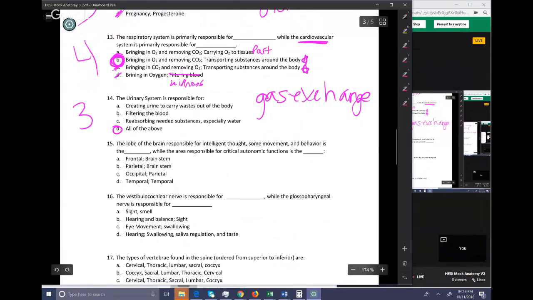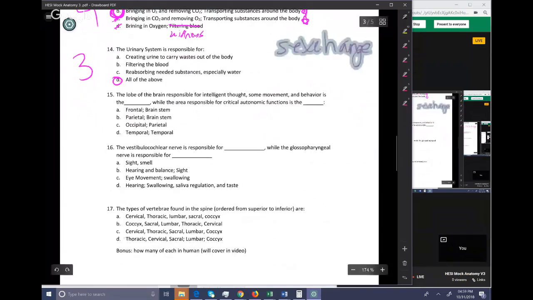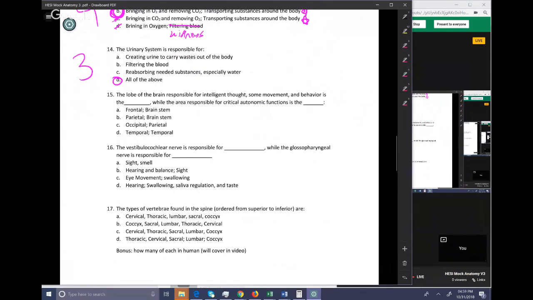As long as you read all the answer choices, you probably immediately realized it was all of the above. If you didn't answer all of the above, there's like a 90% chance that happened because you didn't go all the way through the answers before you picked your answer. So if you made it to here, you probably thought, oh yeah, you're right, it is all of the above. If you didn't make it to here, you probably answered B as the most likely one, and then you were leaving something else out. So the urinary system does all of that.